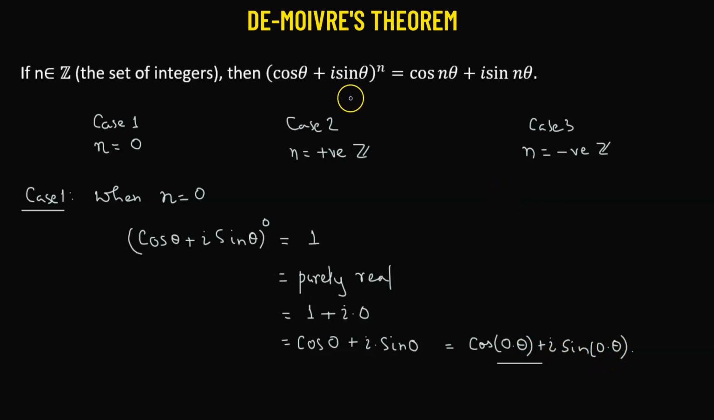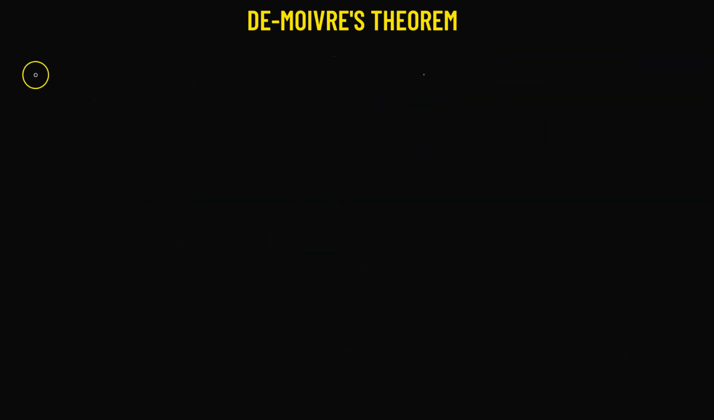Now we'll go to the next part of the proof. We'll try to prove this for a positive integer value of n. So let's do that as well. Case number 2: we are going to consider when n belongs to the set of positive integers. We'll use the method of induction to prove De Moivre's theorem. So let's first check that this theorem is true for n equals 1.